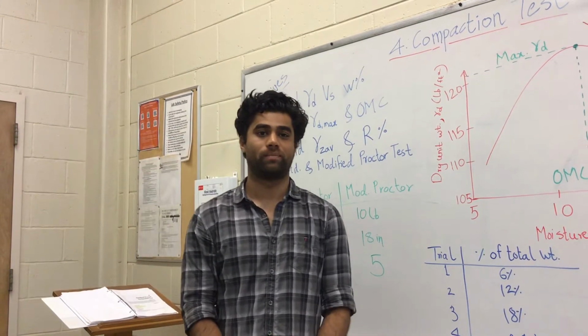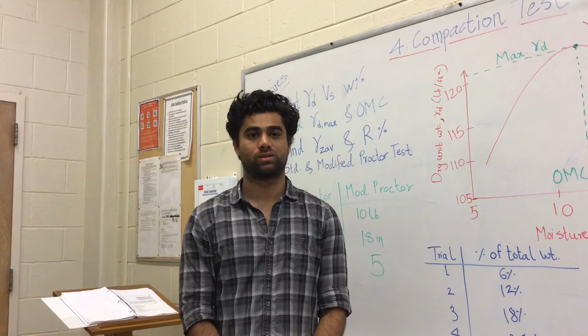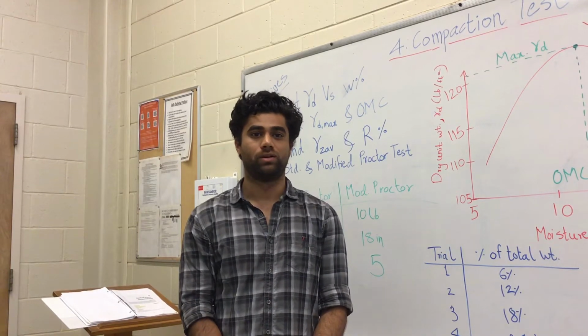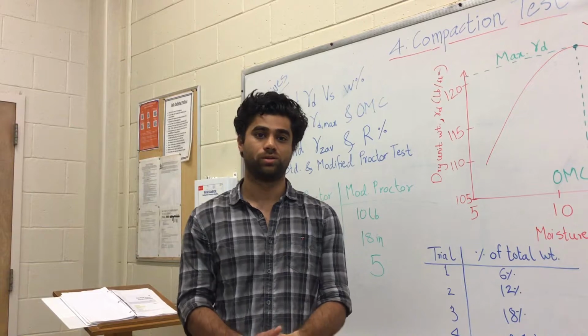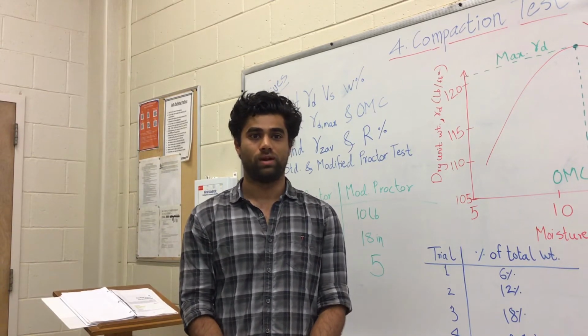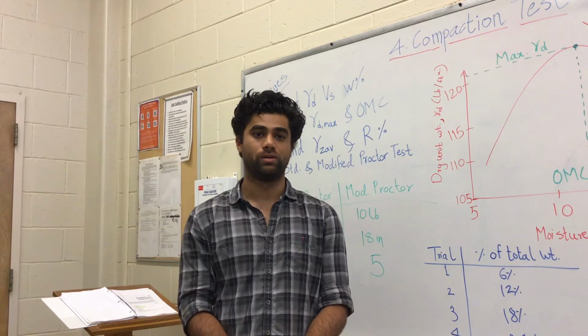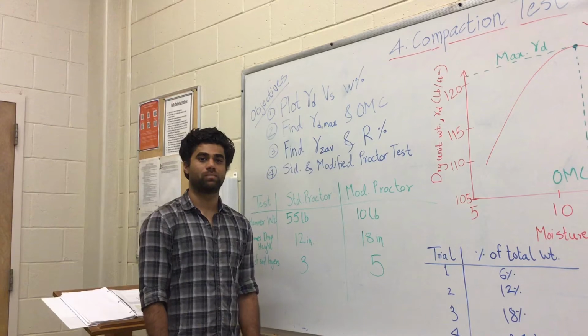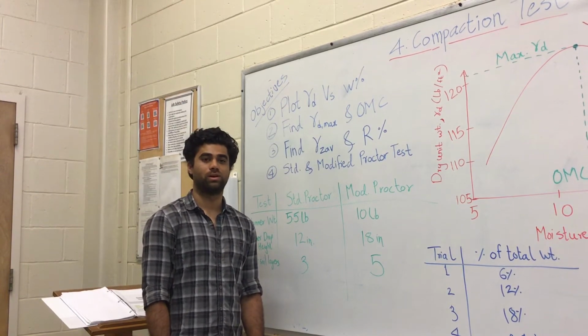So why do we need compaction? On the field during construction, because of the air voids in the soil, the density of the soil is reduced, which in turn reduces the strength of the soil. So what we can do is compact the soil and remove the air voids, which will increase the strength of the soil. In the lab we use a hammer to compact the soil in the proctor.